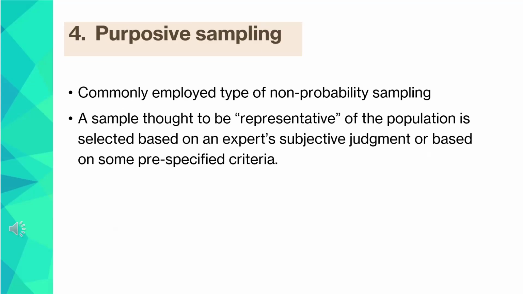Number four is purposive sampling, which is one of the commonly employed, if not the most commonly employed, types of non-probability sampling. The sample is thought to be representative of the population, and it's selected based on an expert's subjective judgment or based on some pre-specified criteria. So that could be inclusion, exclusion criteria, others.